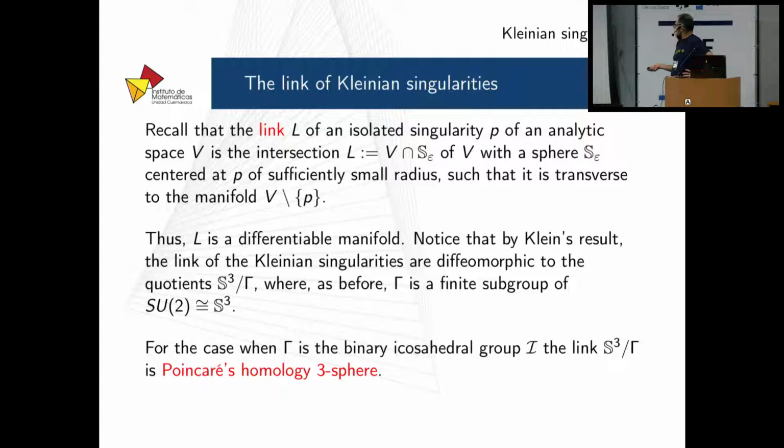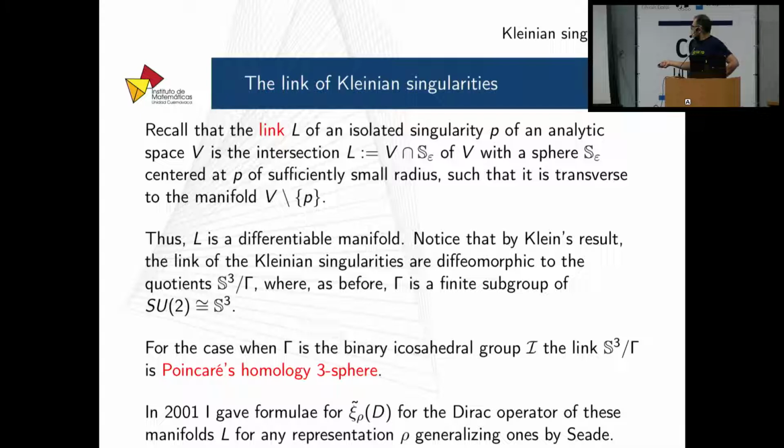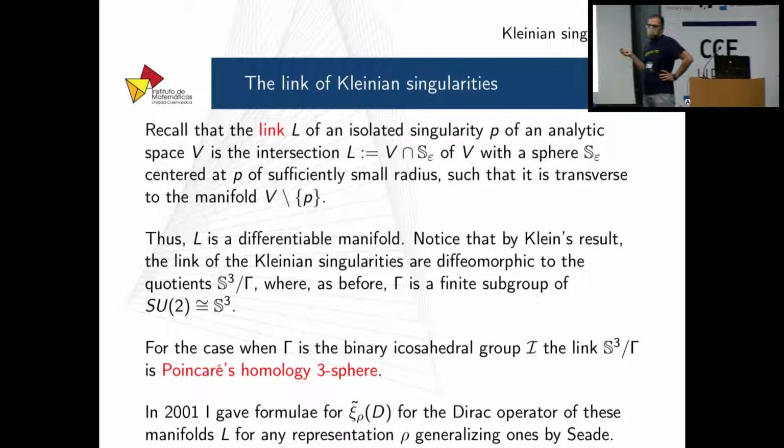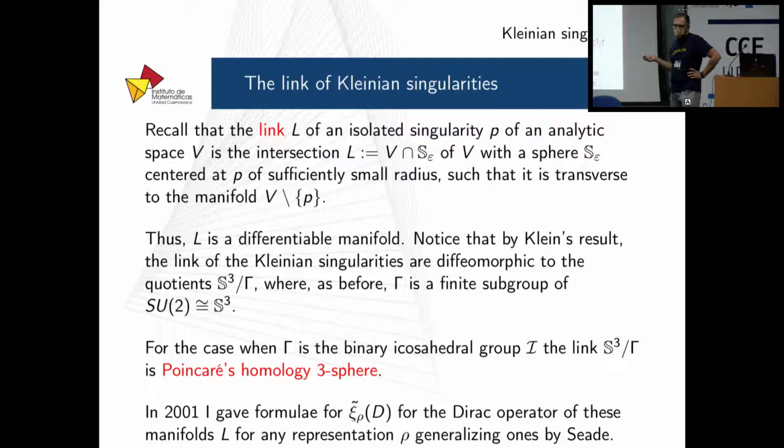As Miriam said, in my PhD, actually my first paper, I computed all these reduced eta invariants of the Dirac operator of these manifolds for any representation. This generalized some formulas given by Seade in the untwisted case. At the time, I didn't know anything about singularities. Then when I went back to Mexico and Pepe invited me to work on singularities, I realized that these manifolds I worked with were the links of these singularities. And I always had the question: are these numbers related to some invariant of singularities? For many, many years, I didn't have an answer, but today we have one.